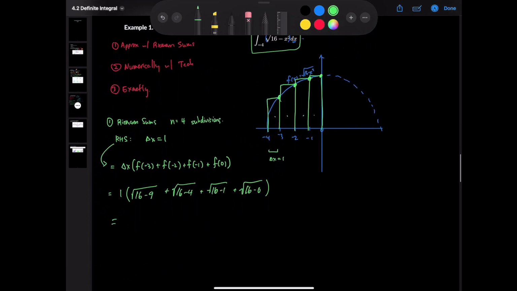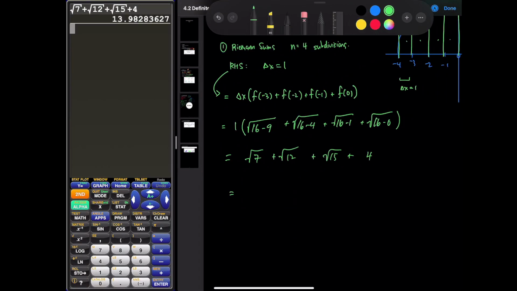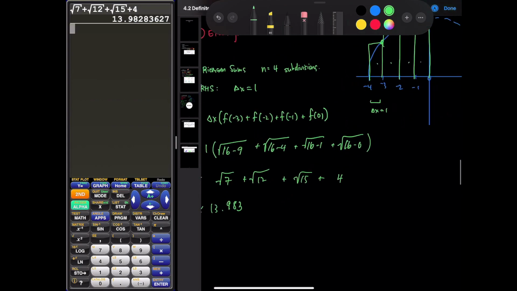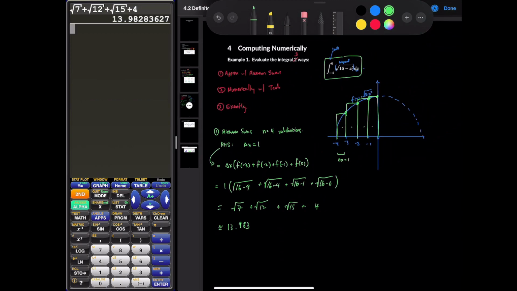And so, you can simplify this as much as you'd like. It's not going to be great. Right, this will be 4 here. But we'll go to our calculator and get an idea here. All right, and after punching that in, it's around 13.983. All right, so this is our best guess for this area. We'll say this is approximation number 1 with our right-hand sum for this area under here.